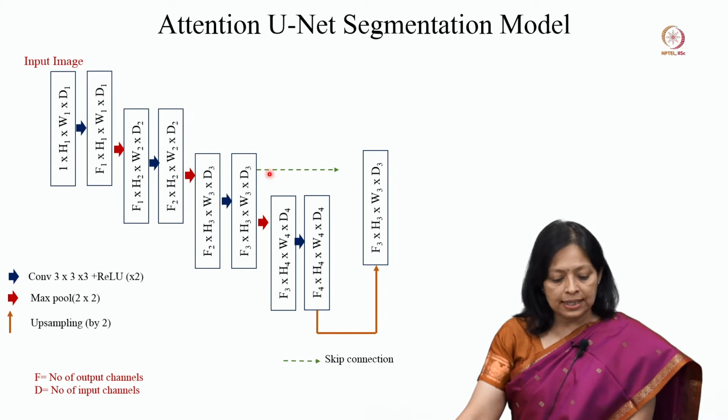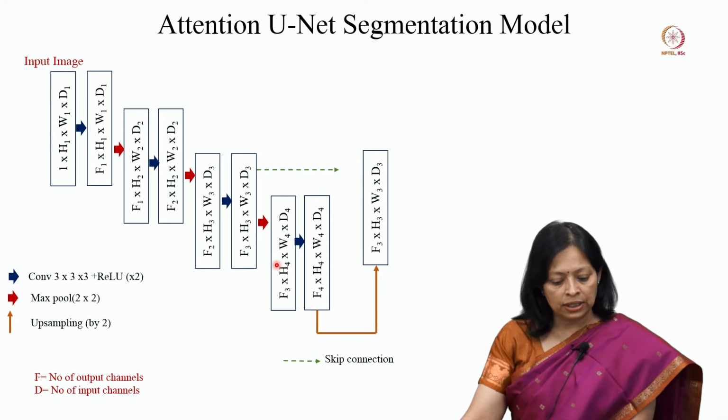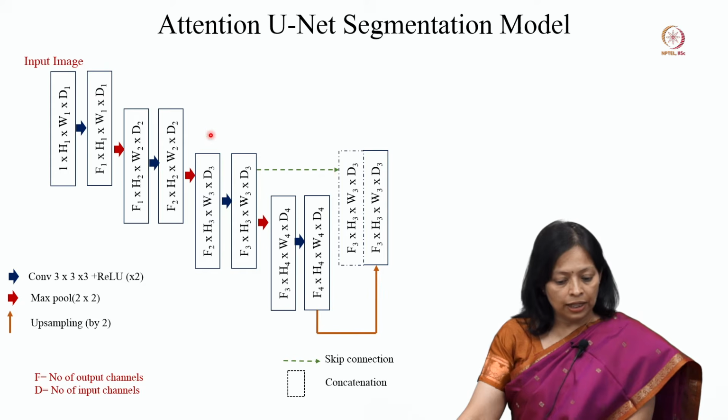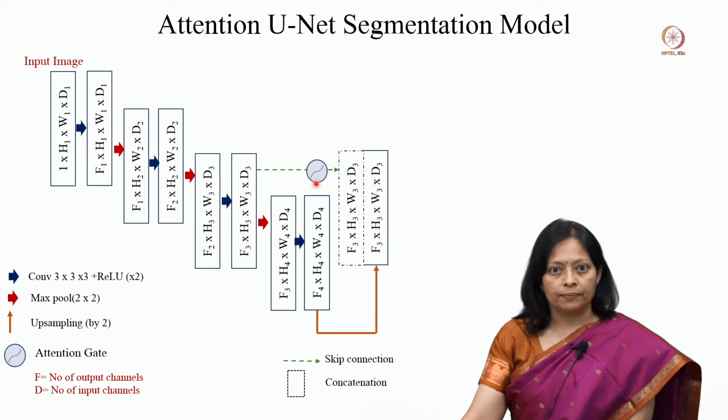We know there is a skip connection that comes from the encoder part of a UNet architecture. Similarly here also it is coming. So this is a skip connection coming from the encoder part, and there is a concatenation of this block with the part that is coming from the decoder, but the difference is there is an attention gate here. So this attention gate, what is its function?